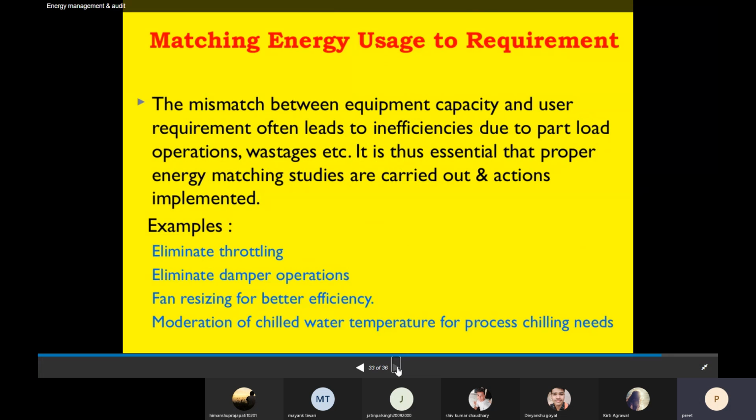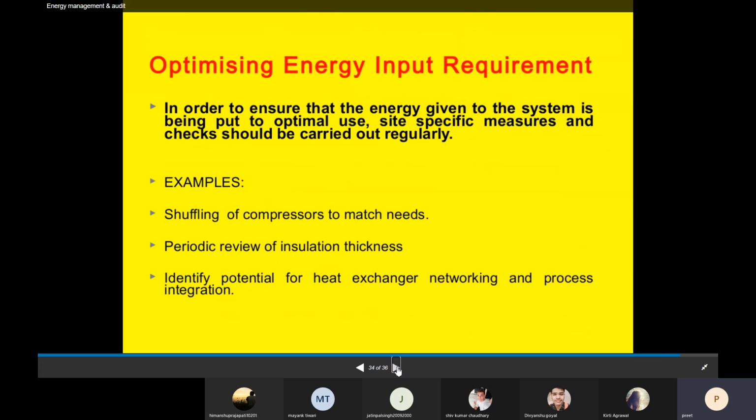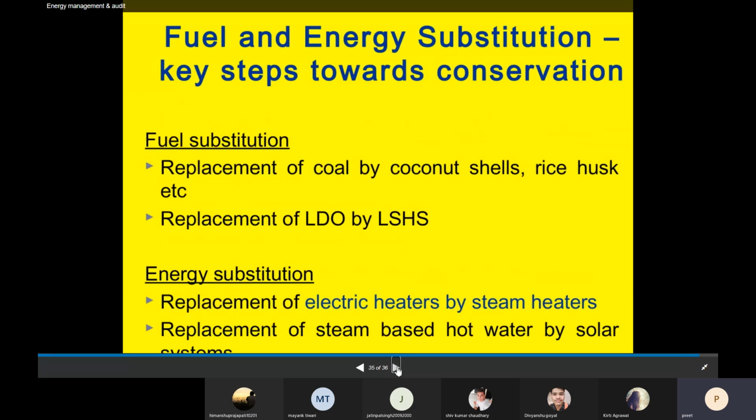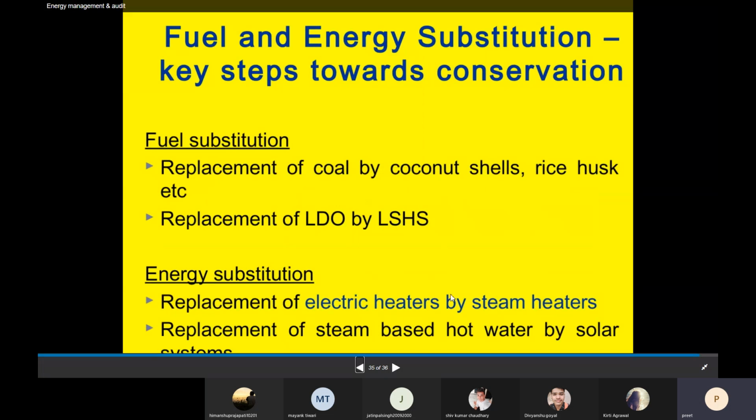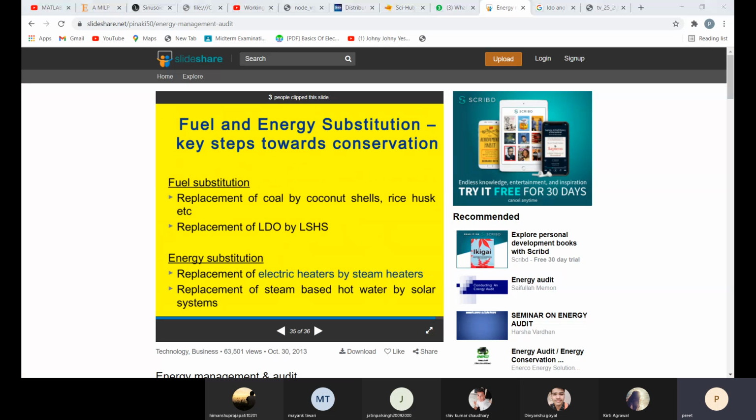So maximizing system efficiency, some measures are given, but I will suggest that you go for the measures according to the area in which you are performing the energy auditing. It is given for the big industries. So that's all for your energy auditing.